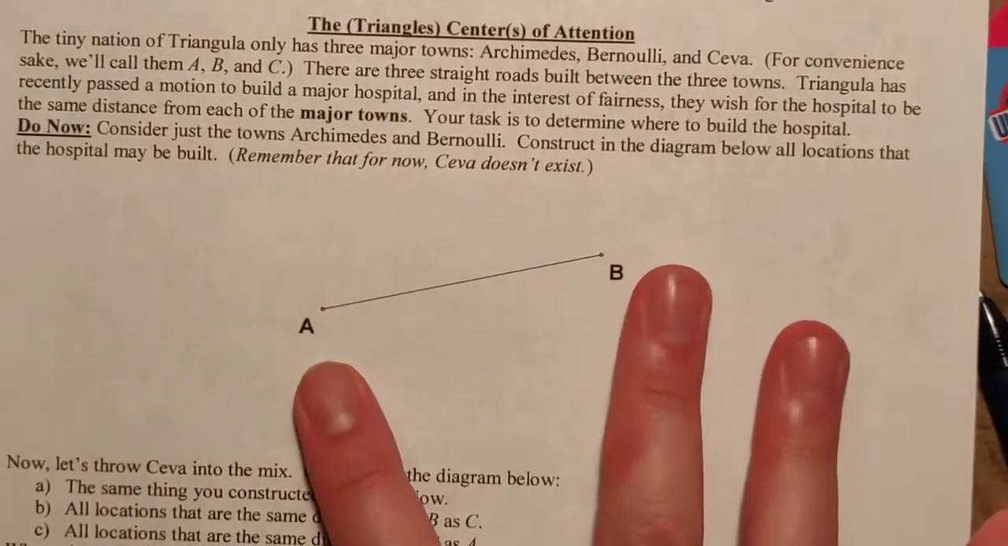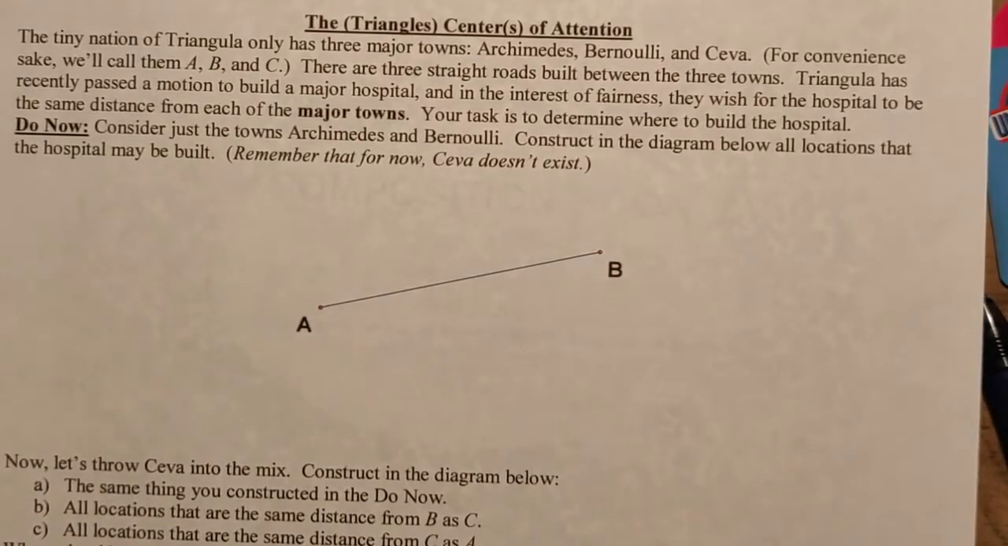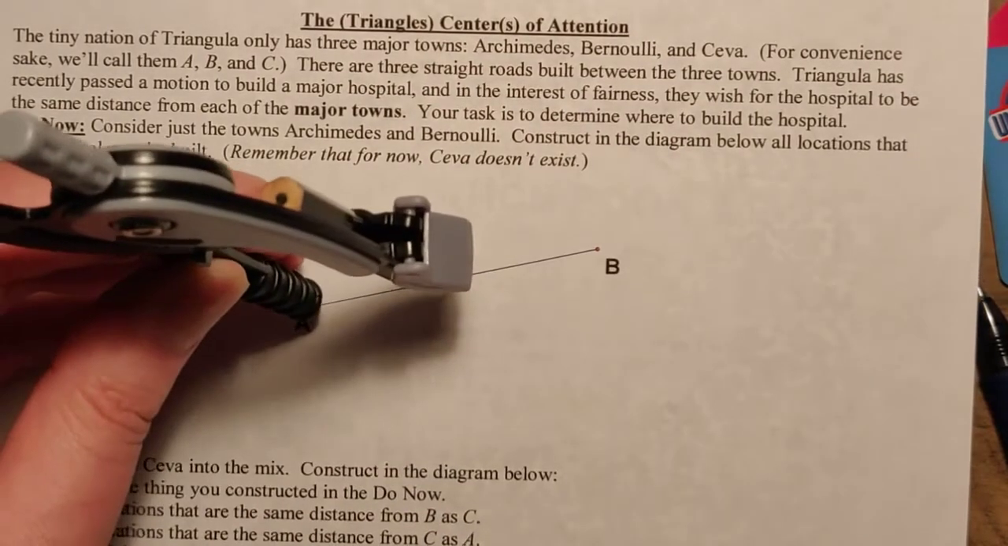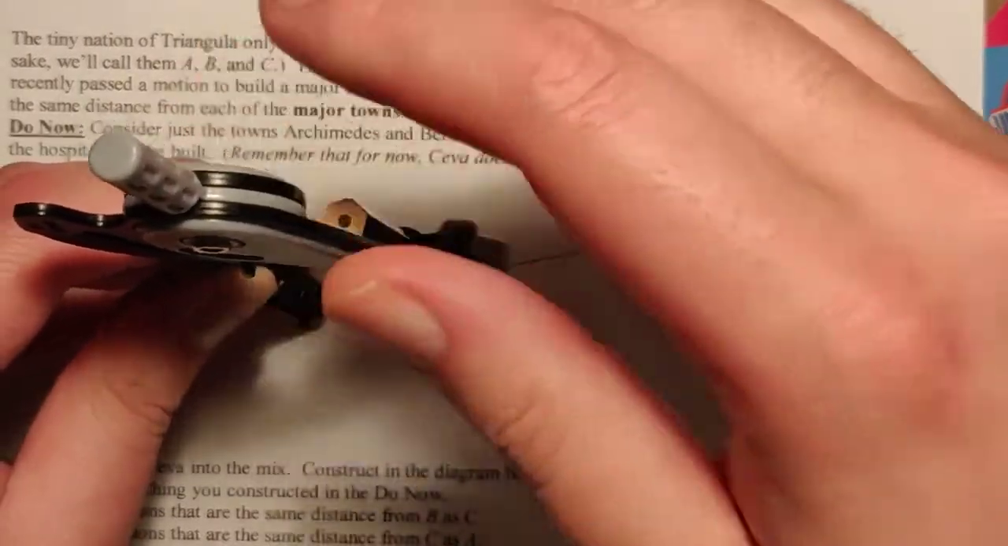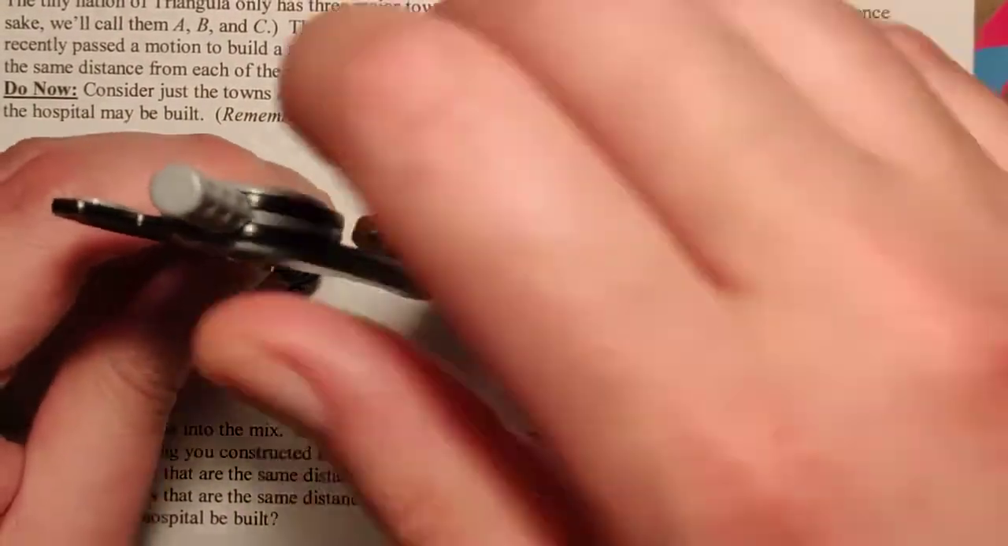If this were two towns and we just focus on A and B, we want to find all the points that are the same distance away from A and B. That's not too hard, because I hope you remember something about equidistance theorems. If we want to be equidistant from two points, we're looking at the perpendicular bisector. So we can create a perpendicular bisector of AB. I'm actually going to do that here.